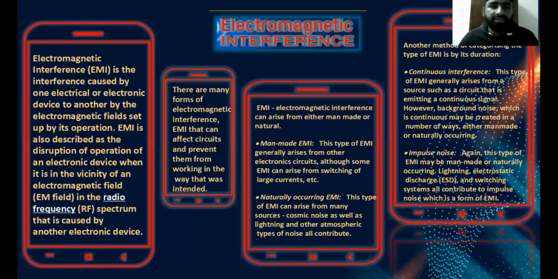However, background noise, which is continuous, may be created in a number of ways, either man-made or naturally occurring. The second one is impulse noise. Again, this type of EMI may be man-made or naturally occurring. Examples of impulse noise are lightning, electrostatic discharge, ESD, and switching systems that will contribute to impulse noise, which is a form of EMI.